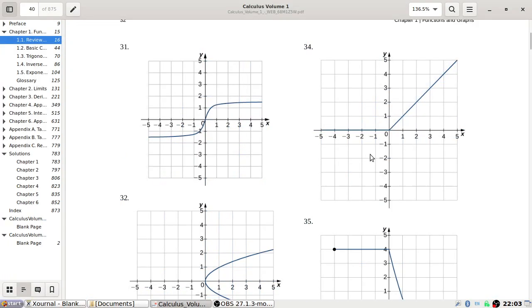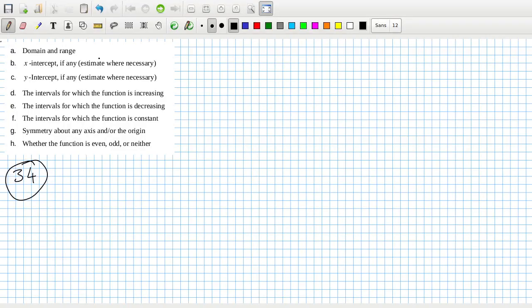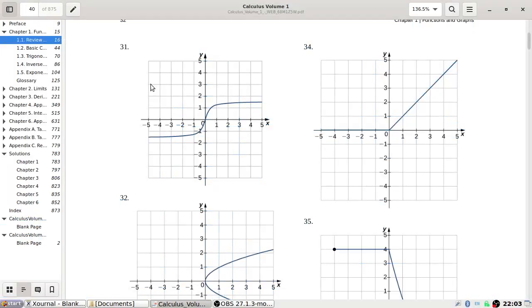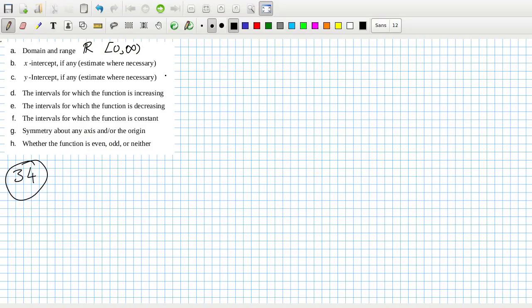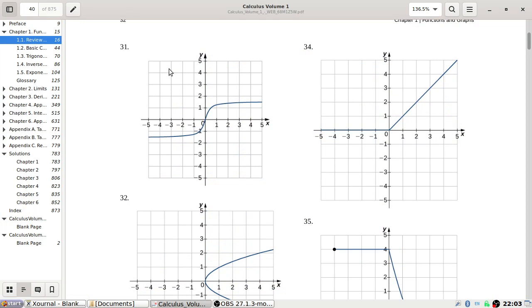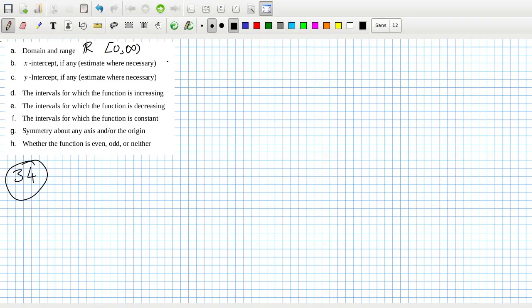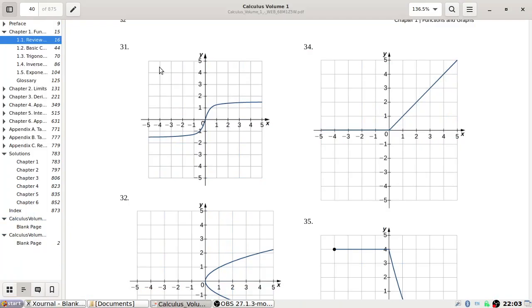34. Domain, all real numbers. Range, 0 to infinity. X-intercept, 0. But the y-intercept, oh, sorry, the x-intercept just crosses at 0, but then all the negatives as well.